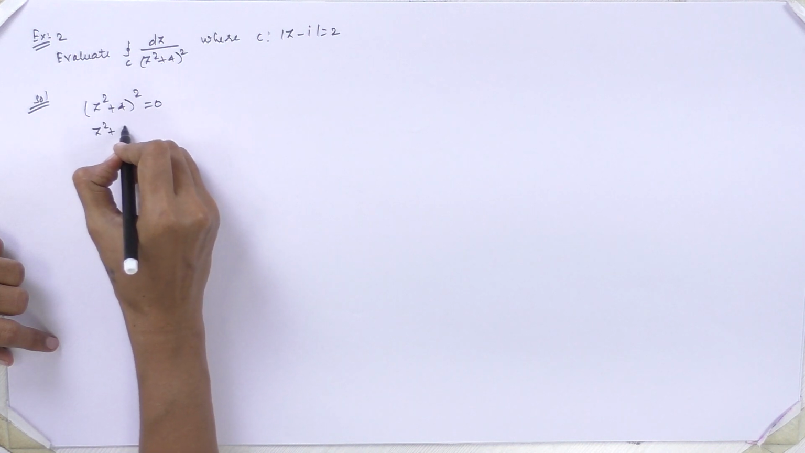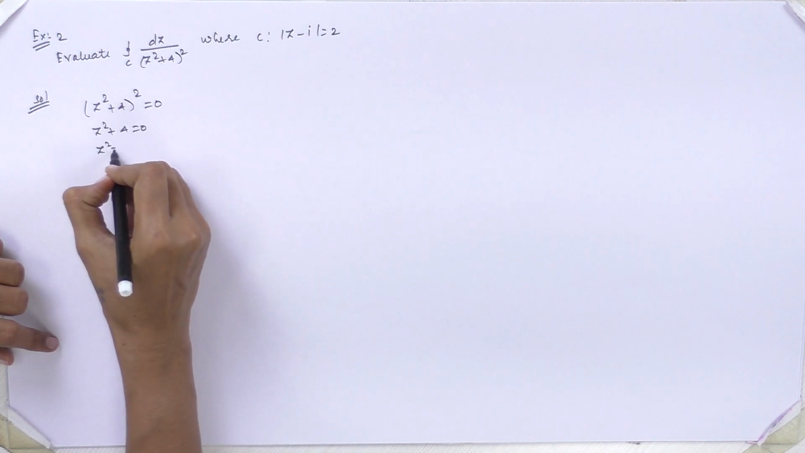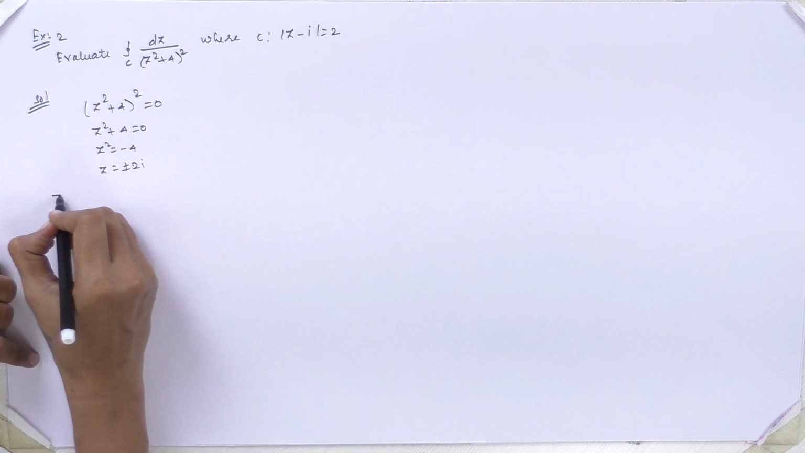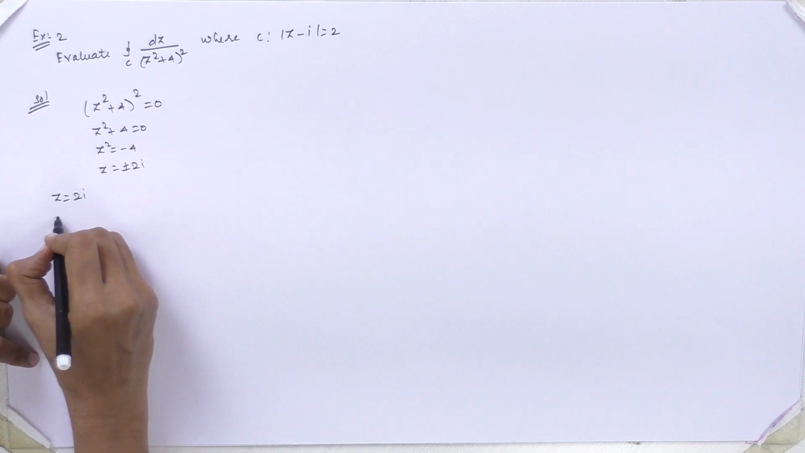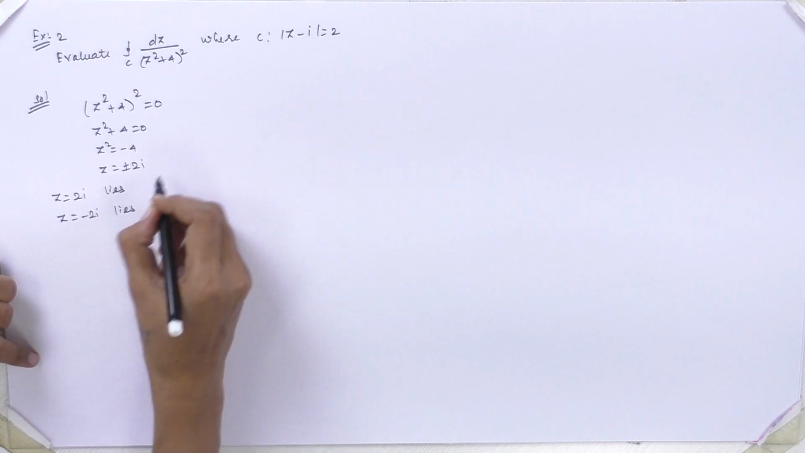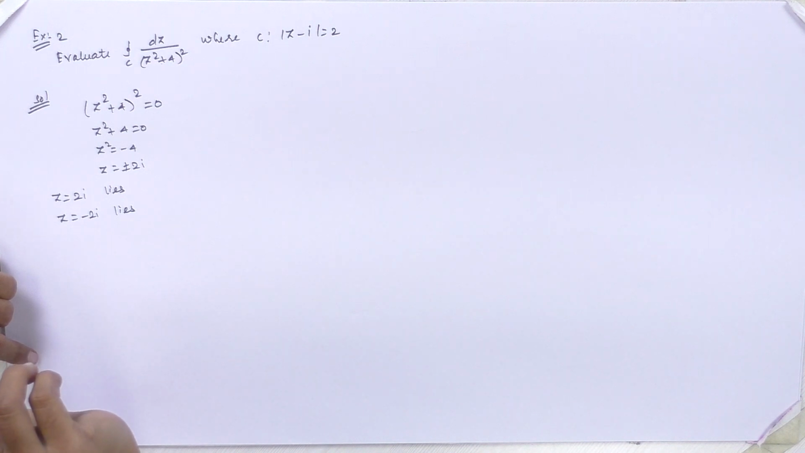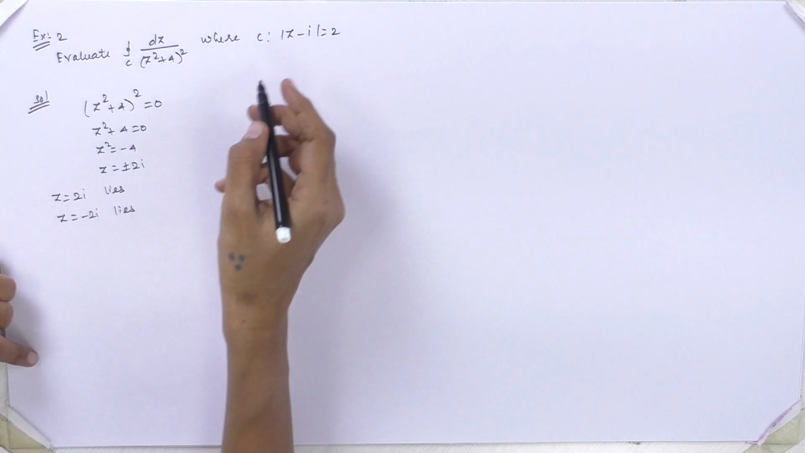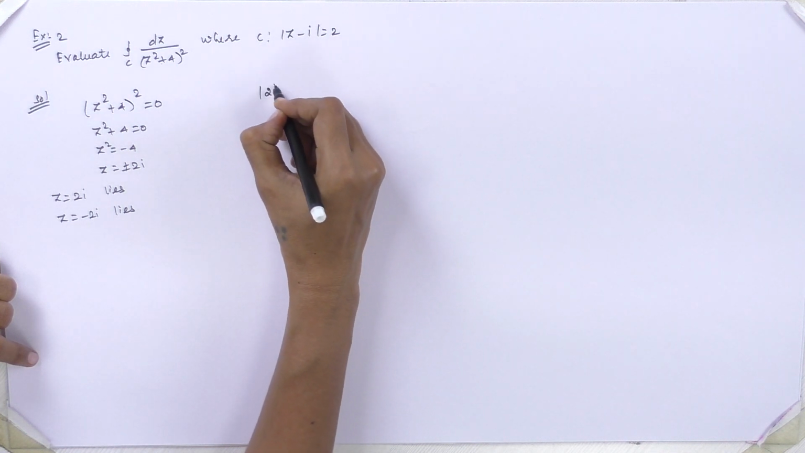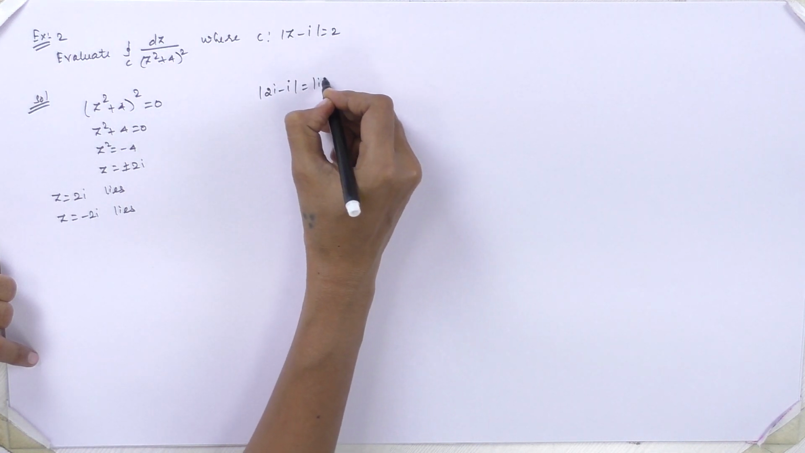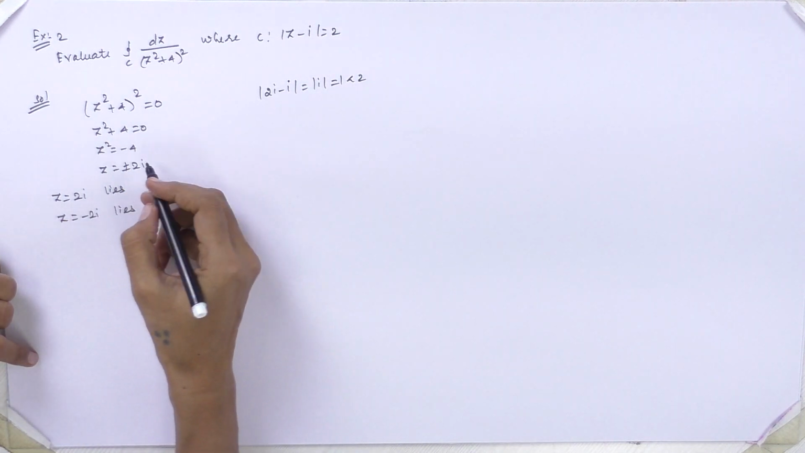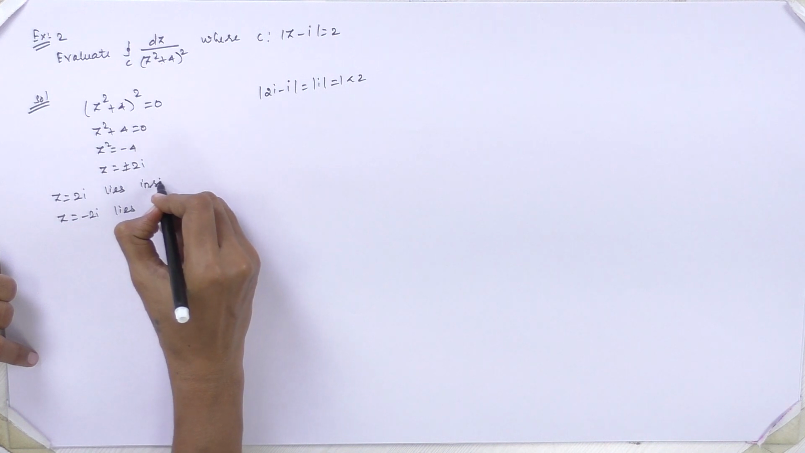Next step is z square plus 4 is equal to 0, z square is equal to minus 4, z is equal to plus or minus 2i. In the next step, we have to check whether the points z equal to 2i and z equal to minus 2i lie inside or outside the circle modulus of z minus I is equal to 2. So substitute z equal to 2i in the given curve. Modulus of 2i minus I is equal to modulus of I, the value is 1, 1 is less than the radius 2. Therefore, z equal to 2i lies inside C.